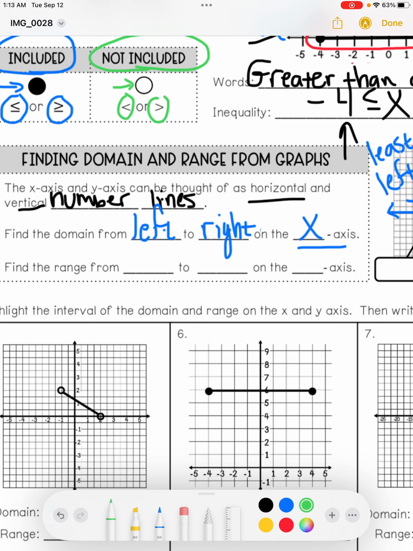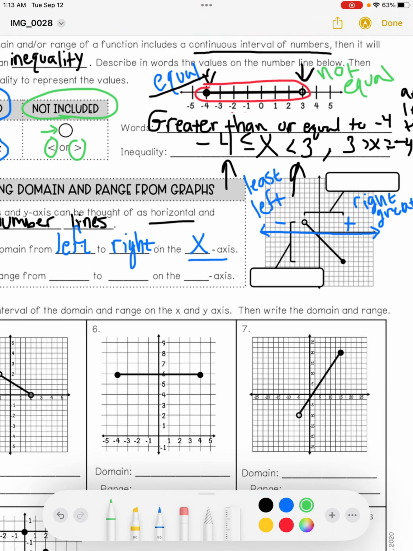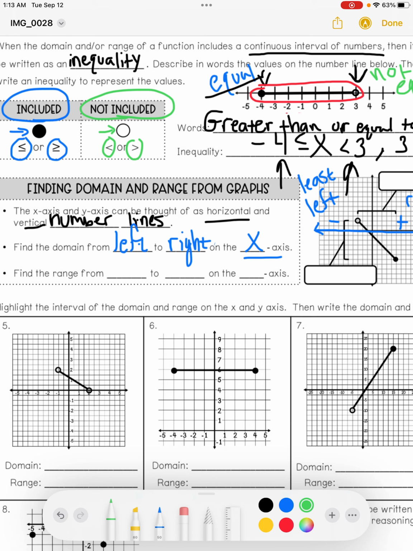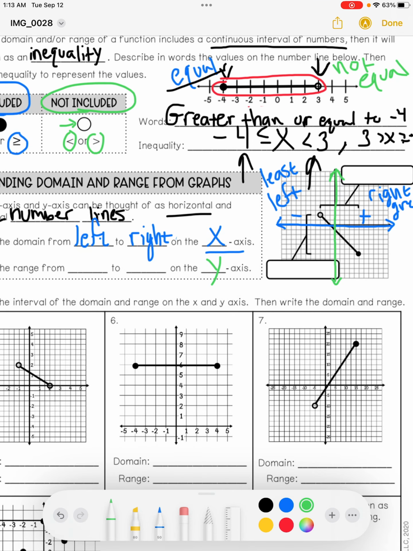Cool. Now let's think about how this changes for range. My range, if you remember from last time, only cares about y values. So we're going to use the y-axis. If I look at the y-axis, it only moves up and down. Okay? So again, if I want to go from least to greatest, as we said before, least to greatest.